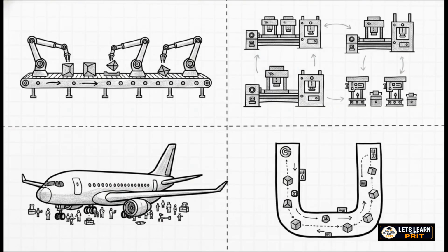You also got to know manufacturing layouts. We've got product layout for assembly lines, process layout grouping similar machines together, fixed position for massive things like planes that just can't move, and cellular layout for grouped parts. Connect these to production types. Job production uses fixed or process. Batch relies heavily on process or cellular, and mass production, that's all about the product layout.